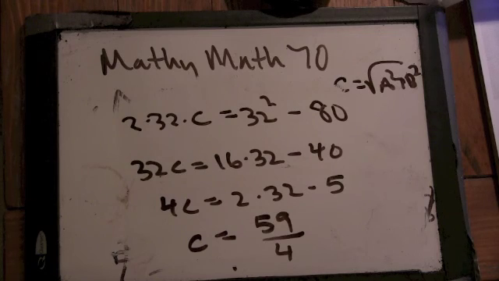By the way, 59 over 4 is a choice. And in fact, is it right? B, 59 over 4. But I want to show you one other thing really quick.